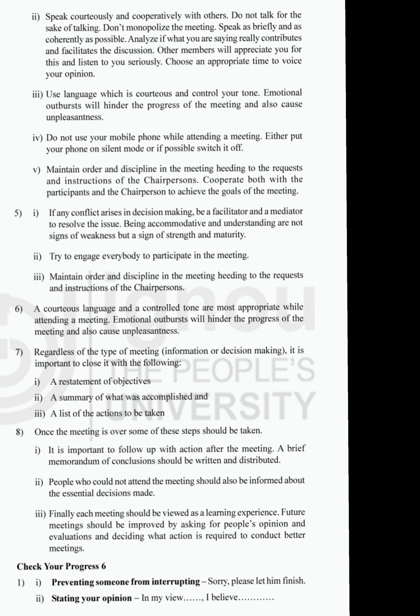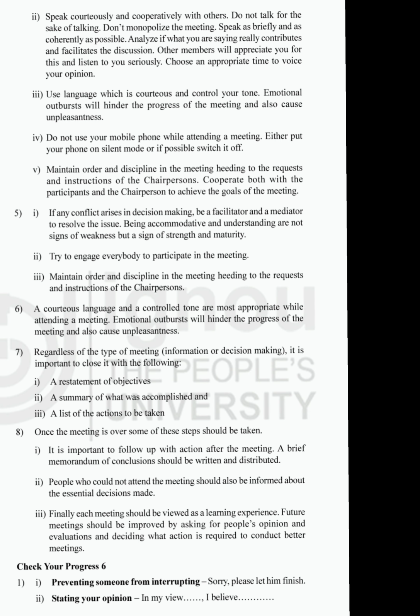III. Use language which is courteous and control your tone. Emotional outbursts will hinder the progress of the meeting and also cause unpleasantness. IV. Do not use your mobile phone while attending a meeting. Either put your phone on silent mode or if possible switch it off. V. Maintain order and discipline in the meeting, heeding the requests and instructions of the chairperson. Cooperate both with the participants and the chairperson to achieve the goals of the meeting.